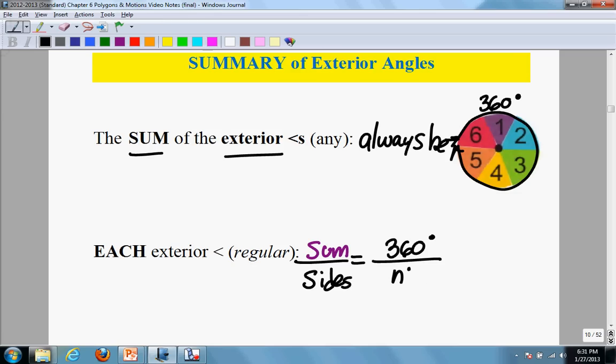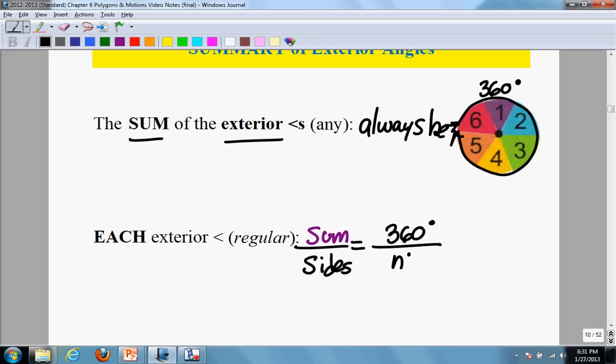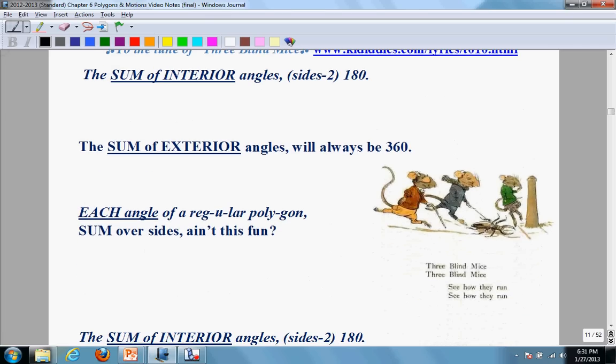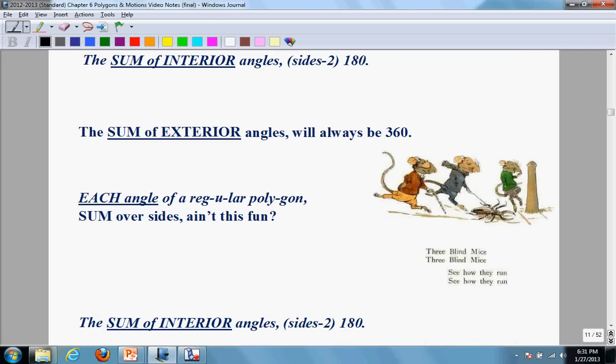Go back to your nursery rhyme days, and remember the nursery rhyme that goes like this. Three blind mice, three blind mice, see how they run. See how they run. Ring a bell? You should hum that to yourself a couple times. Get the tune stuck in your head, please. Again, it goes three blind mice, three blind mice, see how they run, see how they run. Okay, you can hear it.